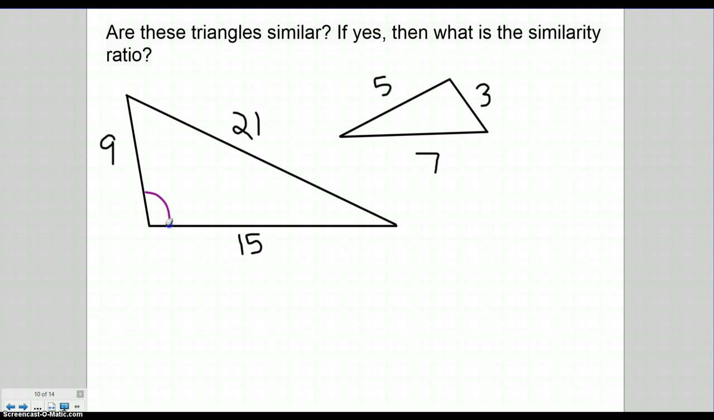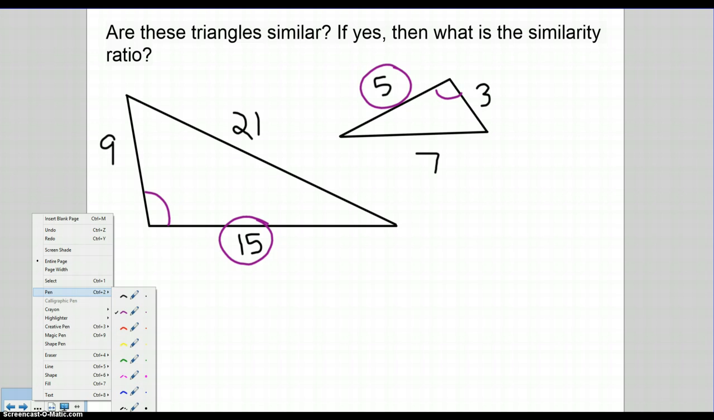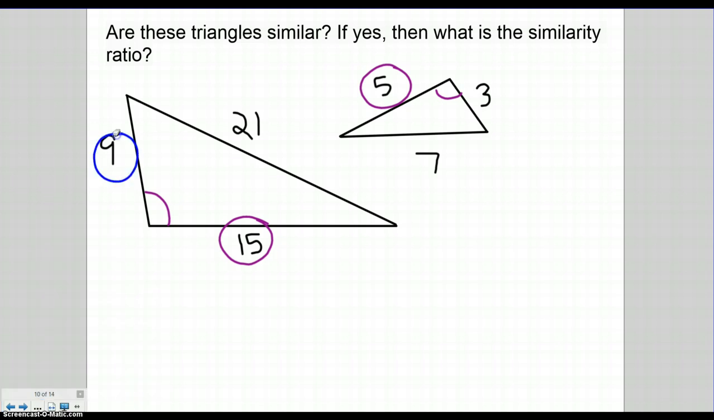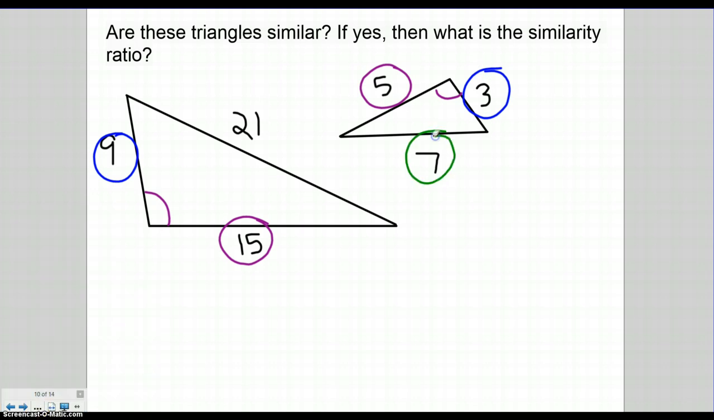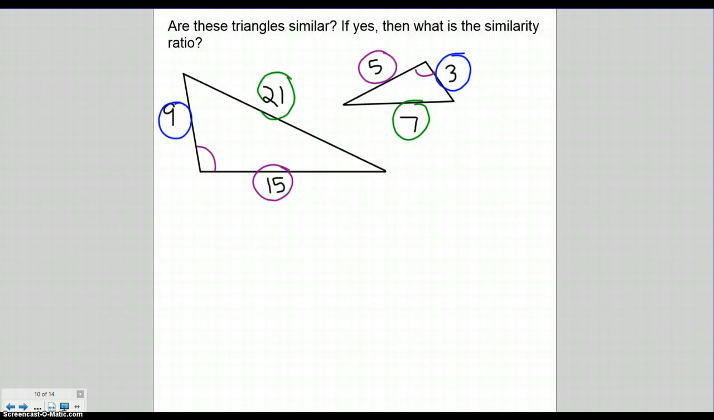You can see that this angle looks to be about the same as that angle. So that means that 5 corresponds to the 15. And I can see that the 9 corresponds to the 3. And I can see that the 7 corresponds to 21. So now that I have those, I'm going to pick any two.